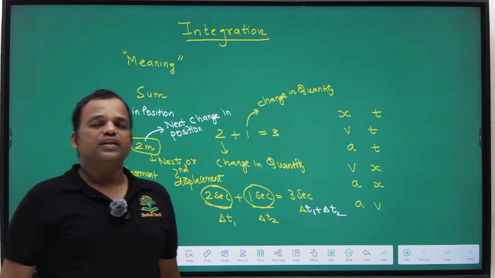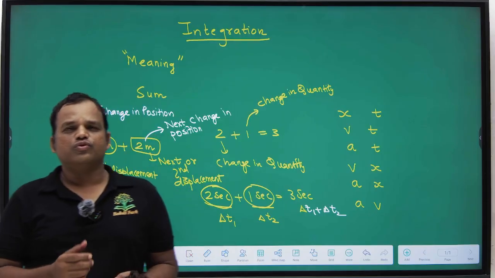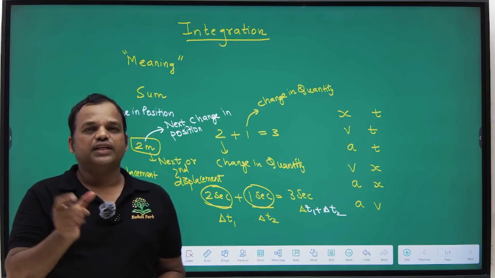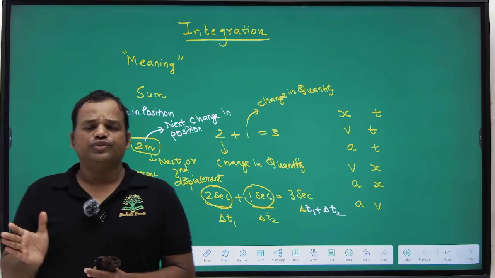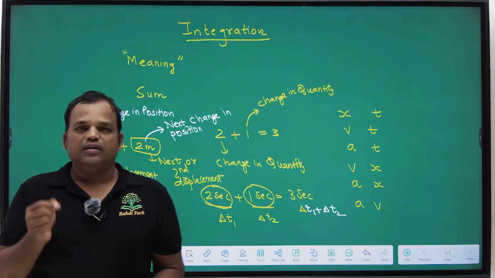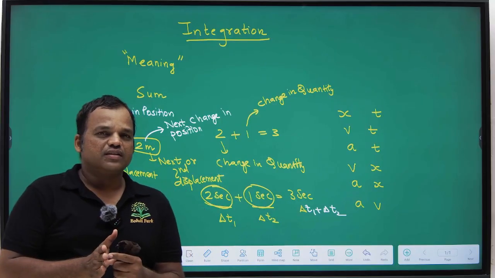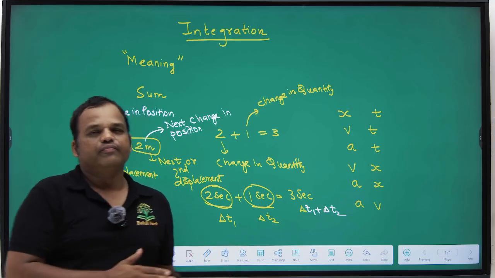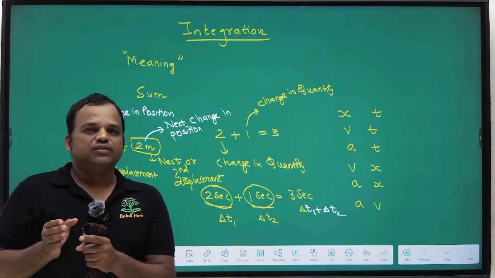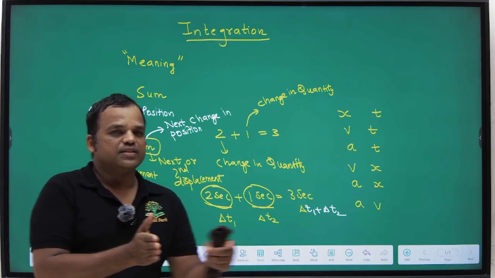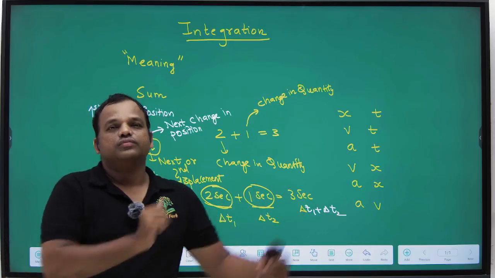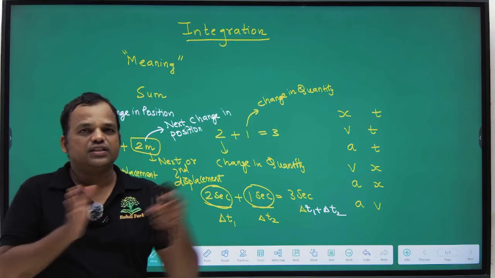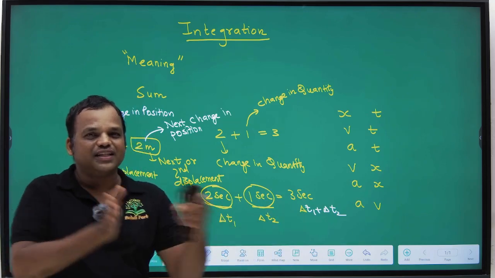So suppose something is changing in physics, we have so many examples of change. Time is changing, time is always increasing. In motion along a straight line, the quantity x is continuously changing. So suppose the first displacement is 1 meter, the next displacement is 2 meter. So what is the total displacement? 1 plus 2. So first change, next change. So we are adding changes.